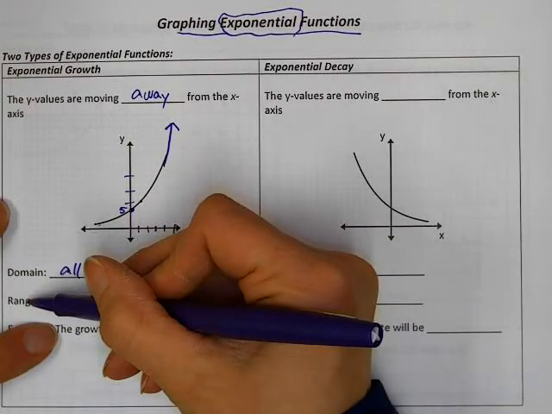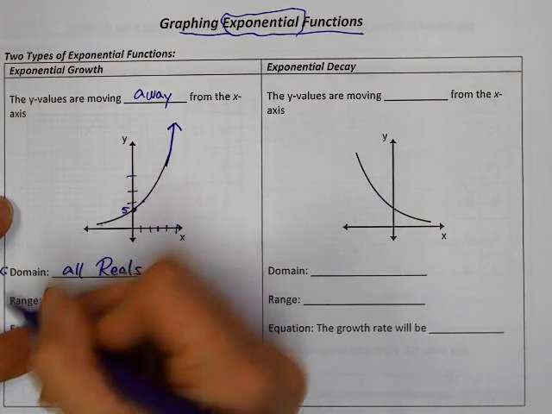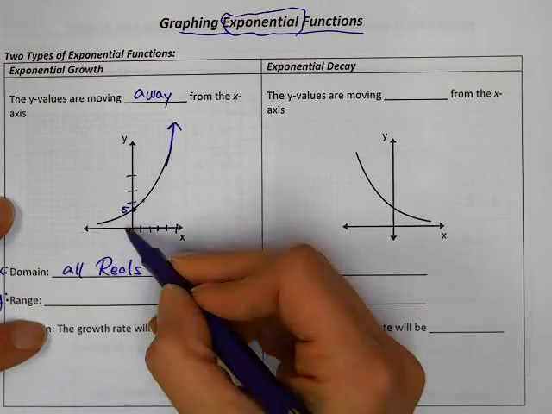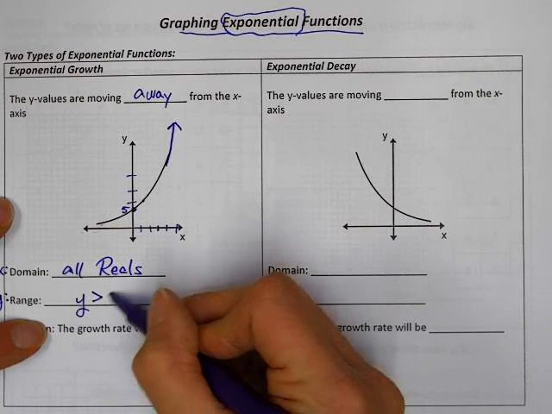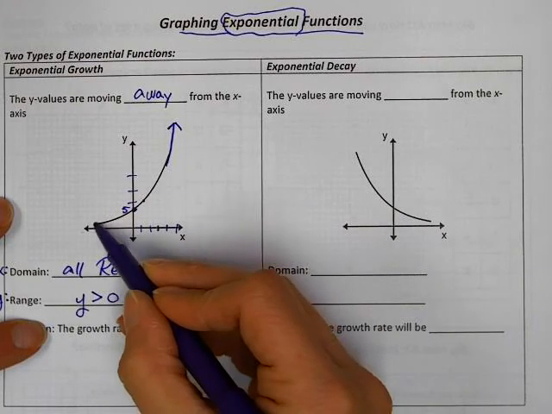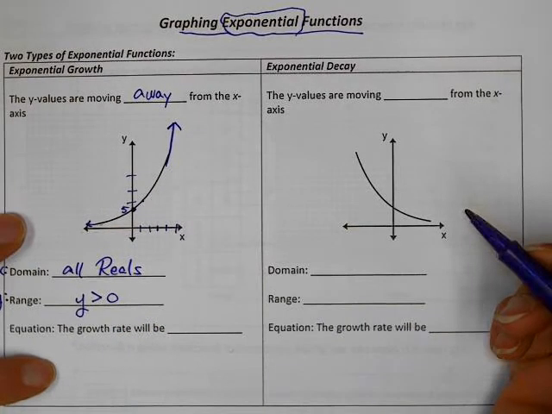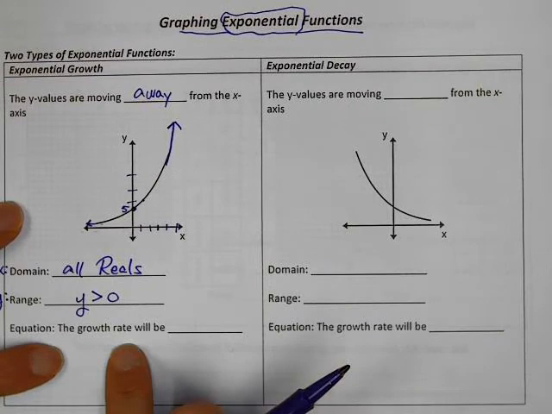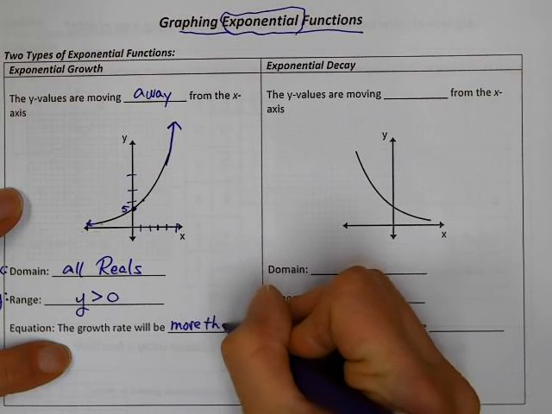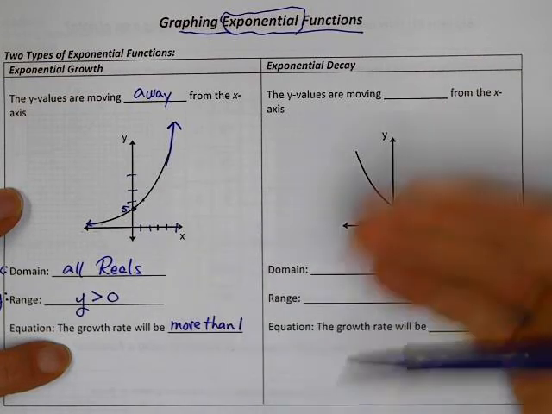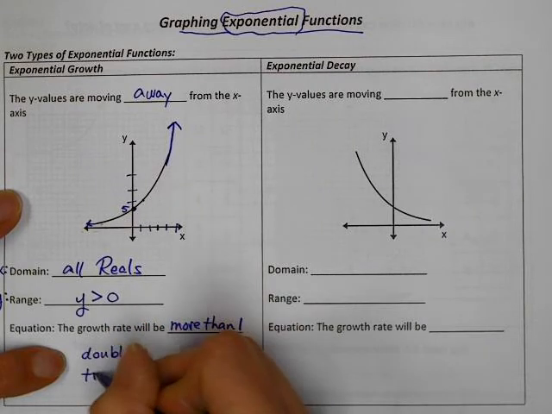And the range are the y numbers. So domain is x and range is y. The y values are going to be greater than 0. Remember, it's never going to touch 0, and they're just going to get bigger, bigger, bigger. The growth rate will be more than 1. If you're going to grow, you have to double or you have to triple.